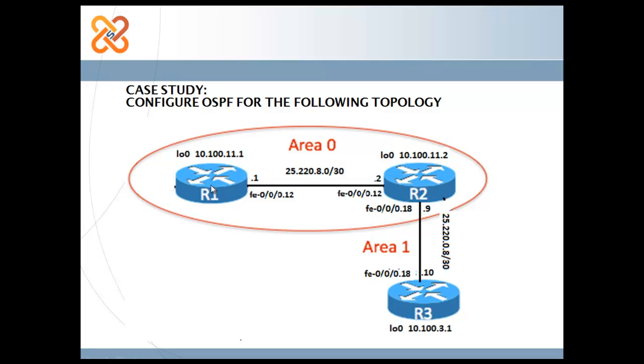To configure R1 under area 0, we have to configure the FE0/0/0.12 interface of R1 under area 0. We have to configure the R2 FE0/0/0.12 interface under area 0. Similarly, to configure R2 interface FE0/0/0.18 under area 1, and similar configuration for the R3 interface FE0/0/0.18. So let's start our configuration.